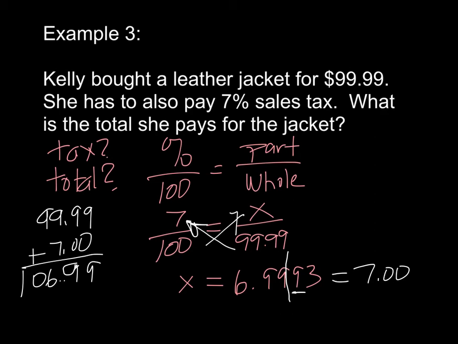All we have to keep in mind, sales tax and tip are done the same way. They're things that we add to our bill. So once we find the part that the tax or the tip represents, we add it to our total, and that gives us the total that we would pay for our service or for the item that we're purchasing.